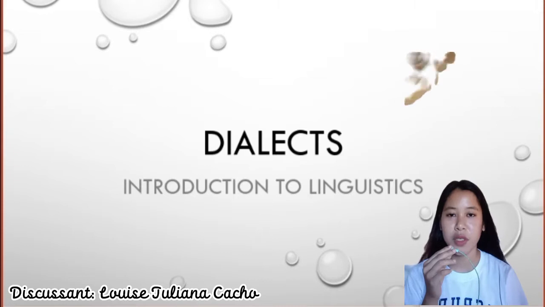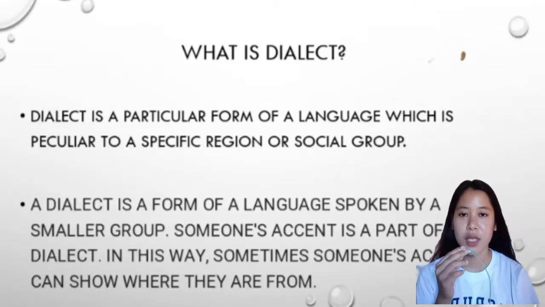I am going to discuss dialect. So, what is dialect? Dialect is a particular form of language which is peculiar to a specific region or social group. A dialect is a form of language spoken by a smaller group. Someone's accent is a part of their dialect. In this way, sometimes someone's accent can show where they are from.